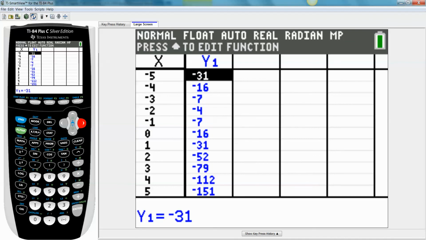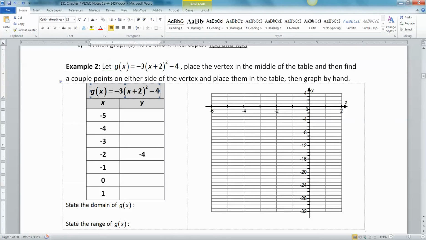-5 goes to -31. -4 goes to -16. -3 goes to -7. -2 goes to -4. Oh, see the symmetry there? -2, -4 is the vertex. You can see it. So then it goes -7, -16, and -31 again. All right, so I'm going to go fill those values in my table right over here.